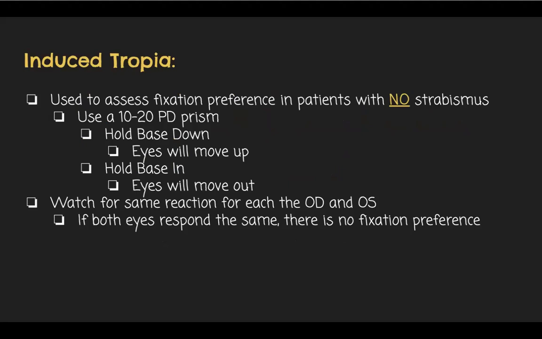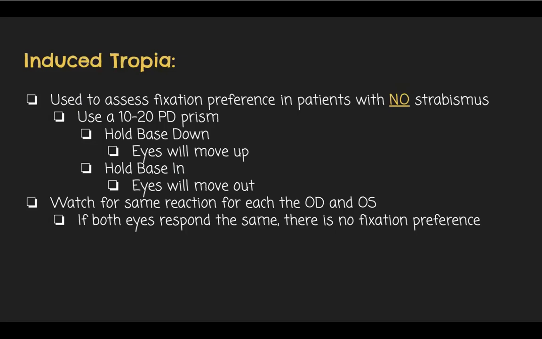There are two methods in performing fixation preference testing, the first being induced tropia. Induced tropia testing is performed when no obvious strabismus is present. If the strabismus is less than 10 prism diopters, induced tropia can be performed. To perform this test, you will need to use a prism. The prism can range from 10 to 20 prism diopters. However, the most often used is about a 14 or 16. The larger the prism, the more obvious the movement will appear.